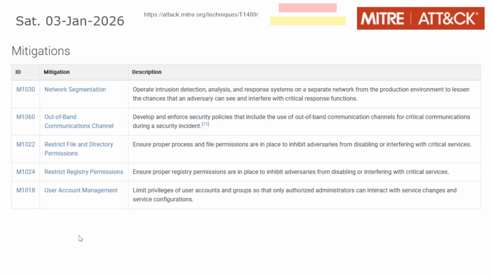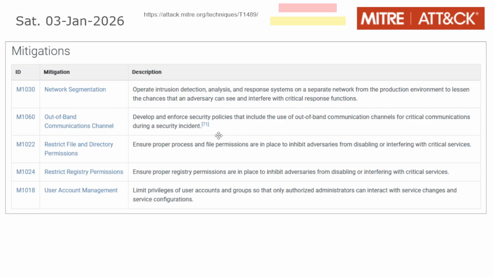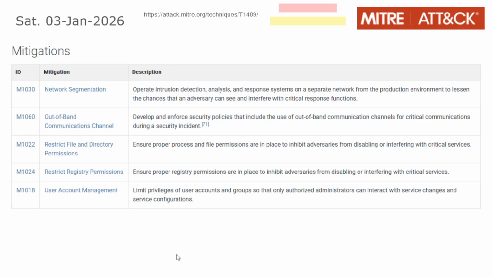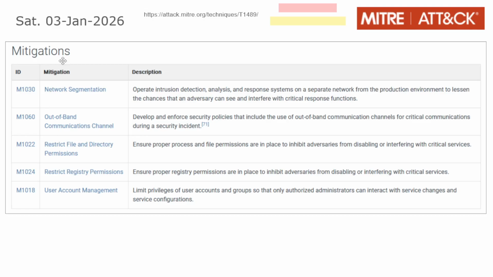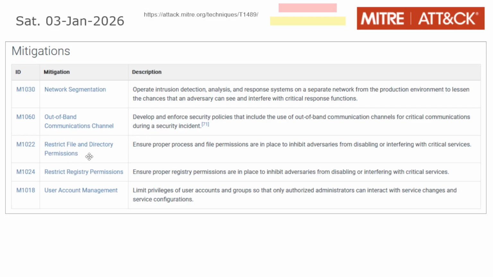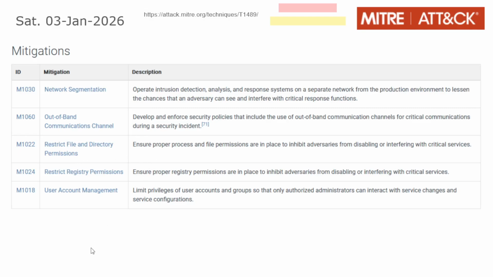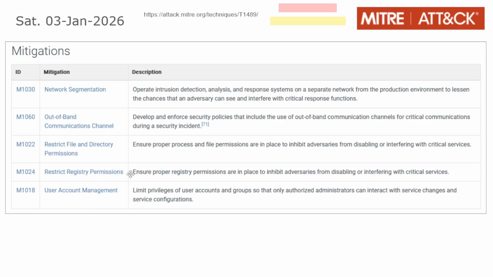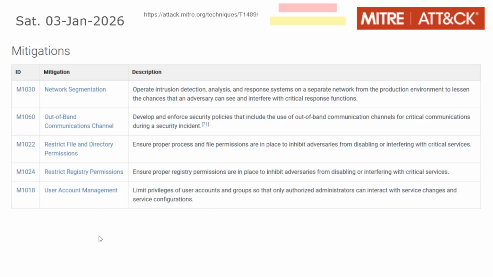Out-of-band communication channels. Develop and enforce security policies that include the use of out-of-band communication channels for critical communications during a security incident. Okay, so that's not the mitigation against disabling the services, but to remain responsive during an incident. Then restrict file and directory permissions. Yes, of course. Restrict registry permissions. That's also something that can stop services.